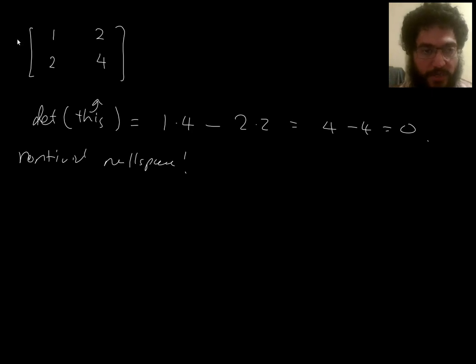Okay, for fun, let's try to describe the null space here. Exactly what are the vectors that get killed?